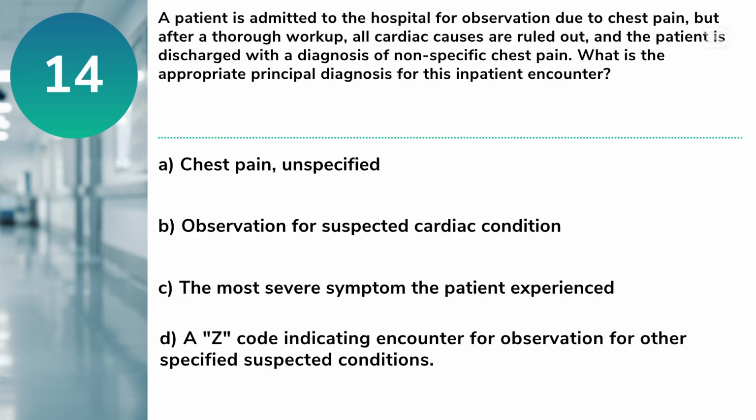Question 14. A patient is admitted to the hospital for observation due to chest pain, but after a thorough workup, all cardiac causes are ruled out, and the patient is discharged with a diagnosis of nonspecific chest pain. What is the appropriate principal diagnosis for this inpatient encounter? A. Chest pain, unspecified. B. Observation for suspected cardiac condition. C. The most severe symptom the patient experienced. D. A Z code indicating encounter for observation for other specified suspected conditions.